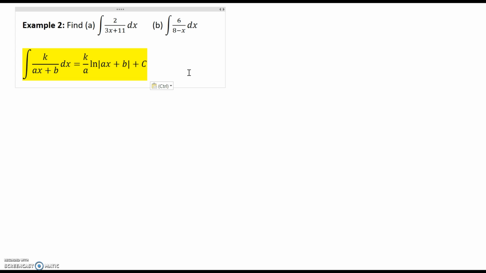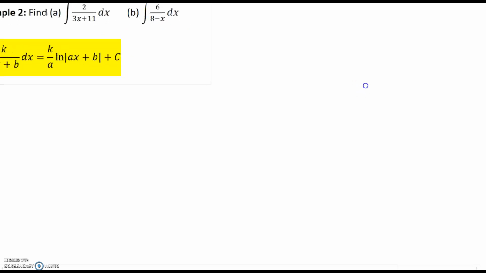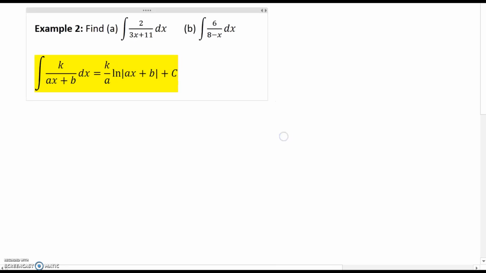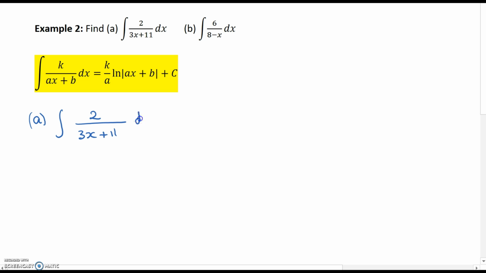And by using this formula, if we use it correctly, it means that we don't have to do the u substitution, which was largely responsible for slowing us down. So let's look at the first one of these. So we have the integral of 2 over 3x plus 11 dx.